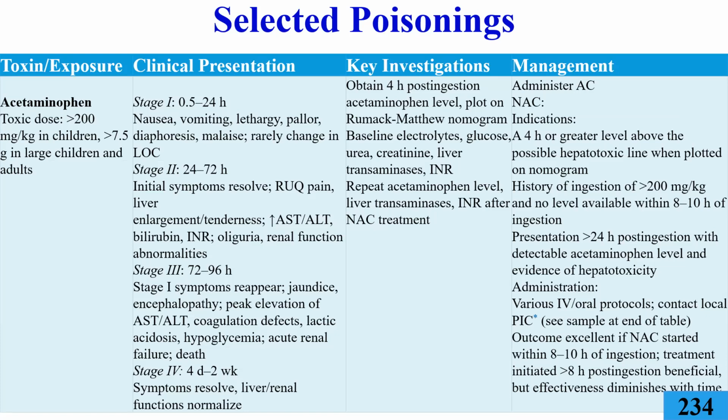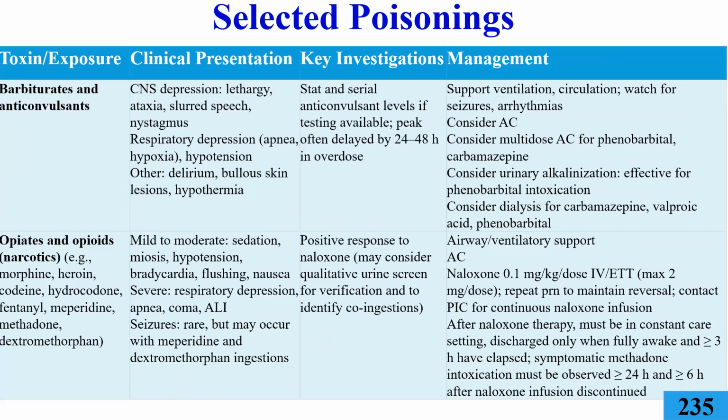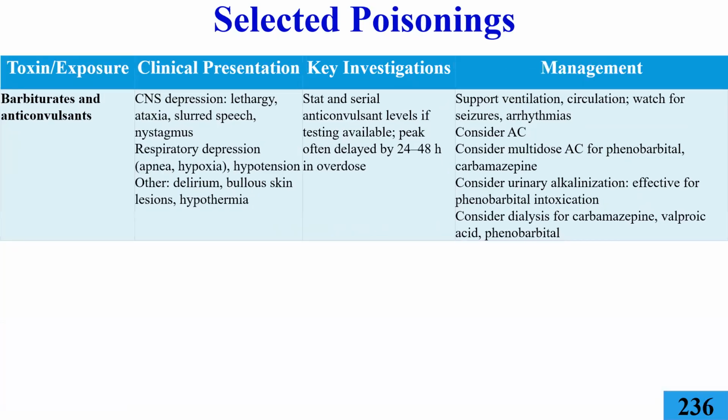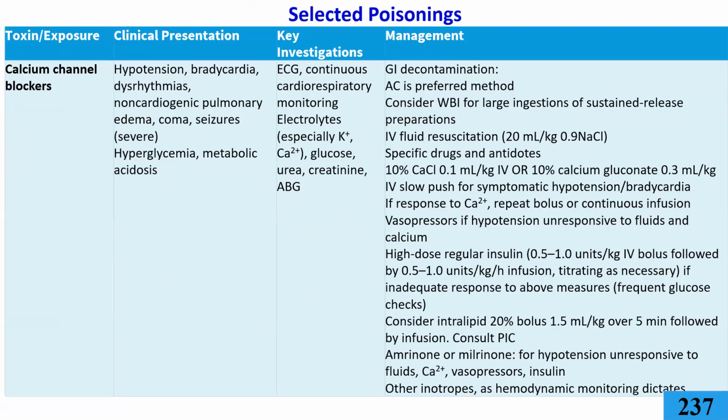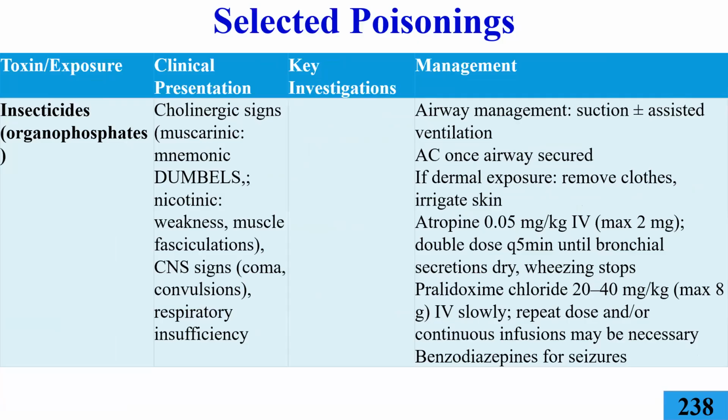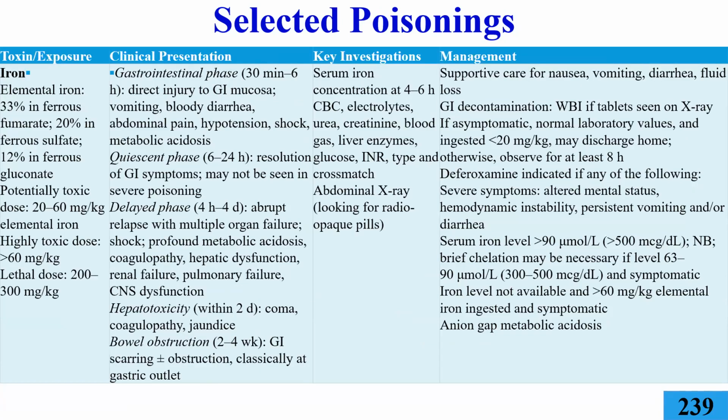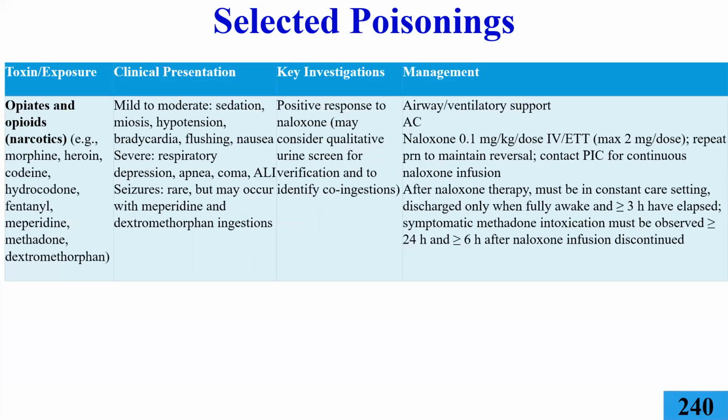Acetaminophen poisoning is very important; you need to know the stages and how to manage. Barbiturates, opioids and narcotics, and there will be a very important session about NAS and withdrawal. Calcium channel blockers. Insecticides such as organophosphorus are vital, and it is very important to know how to treat and how to remove them, and the use of atropine. Iron is a very important poisoning substance.